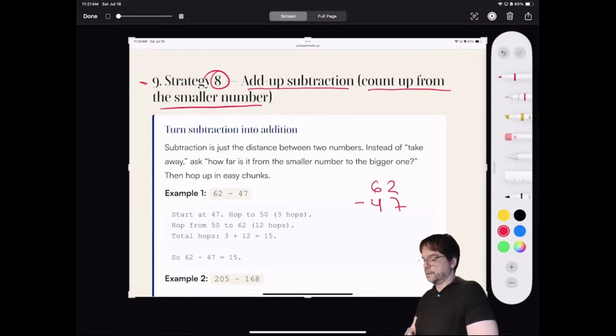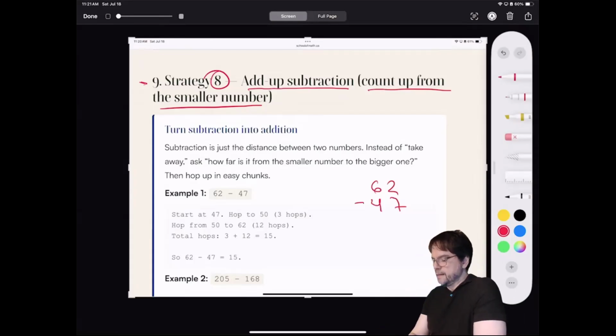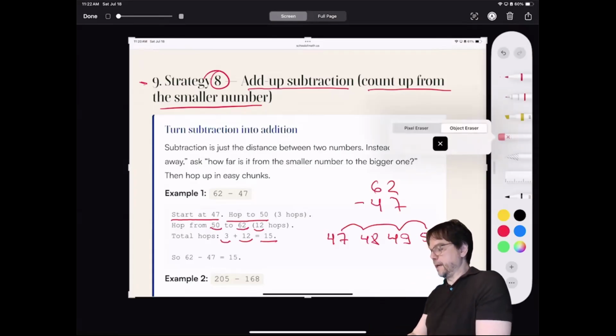Exactly. But look how we can do this. Start at 47. Hop to 50. 47, 48, 49, 50. So 1, 2, 3 steps, 3 hops. Hop from 50 to 62, 12 hops. So you did 12 hops plus 3 is 15. I will tell you again.